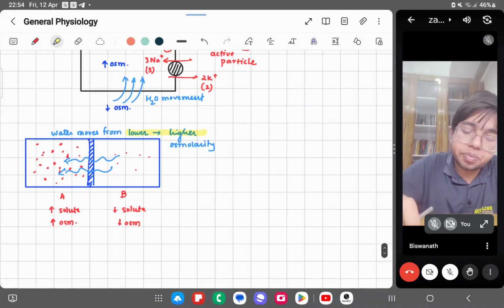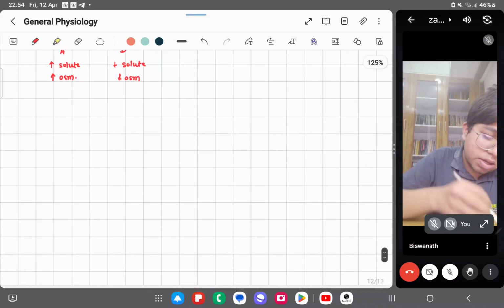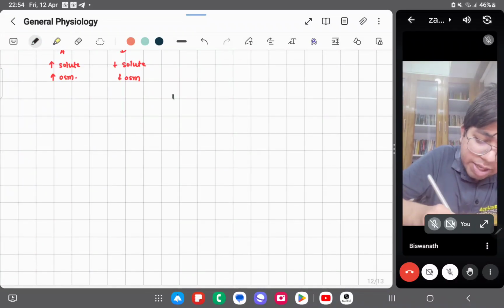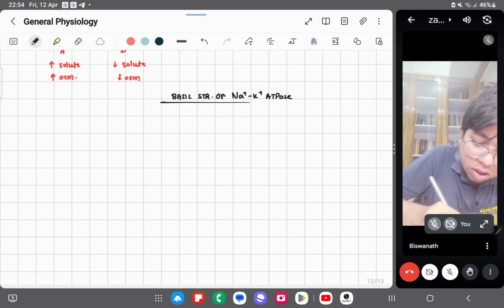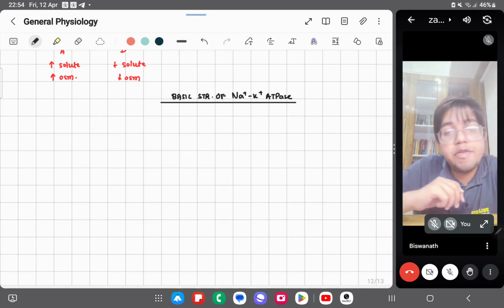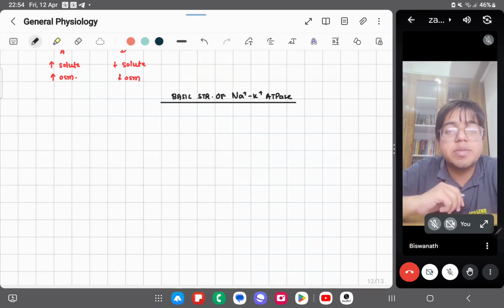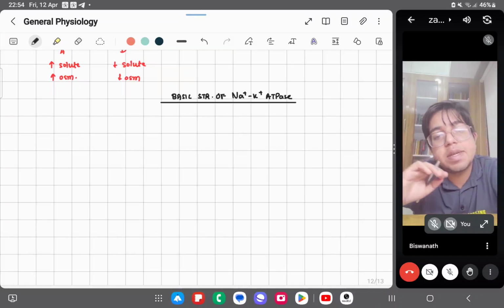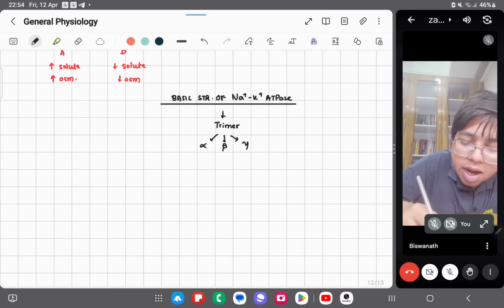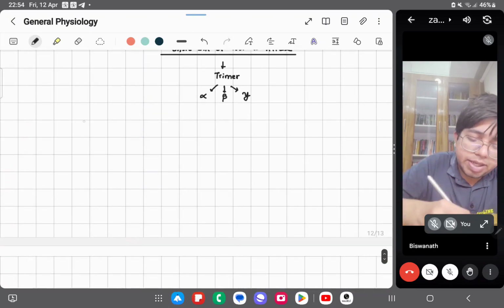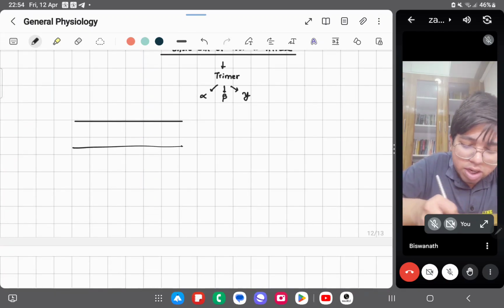Okay. So let's discuss the basic structure of sodium potassium ATPase. If we want to discuss the basic structure of sodium potassium ATPase, we have a large alpha subunit. Basically, it is a trimer having alpha, beta, and gamma subunits. So if you want to draw, you can draw.